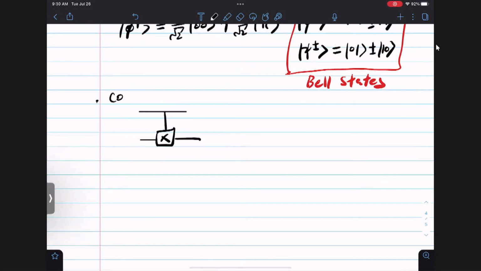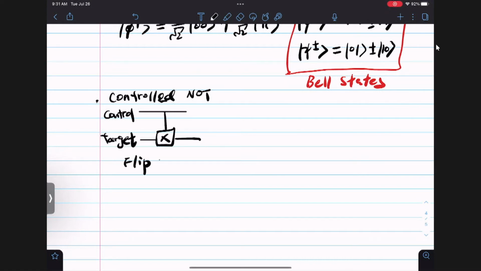So this is the famous controlled NOT gate. I have 2 qubits. The top one is going to be a control qubit, and the bottom one is going to be the target. What this operation does is it's going to flip the target if and only if the control was 1.